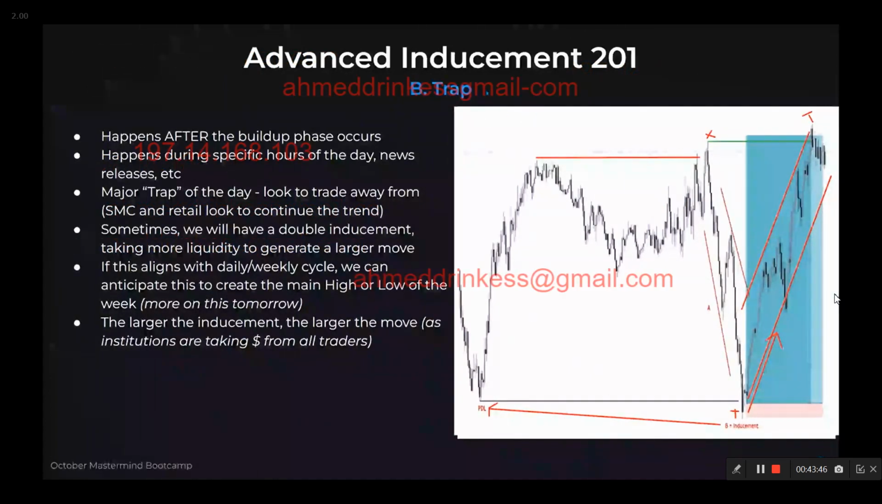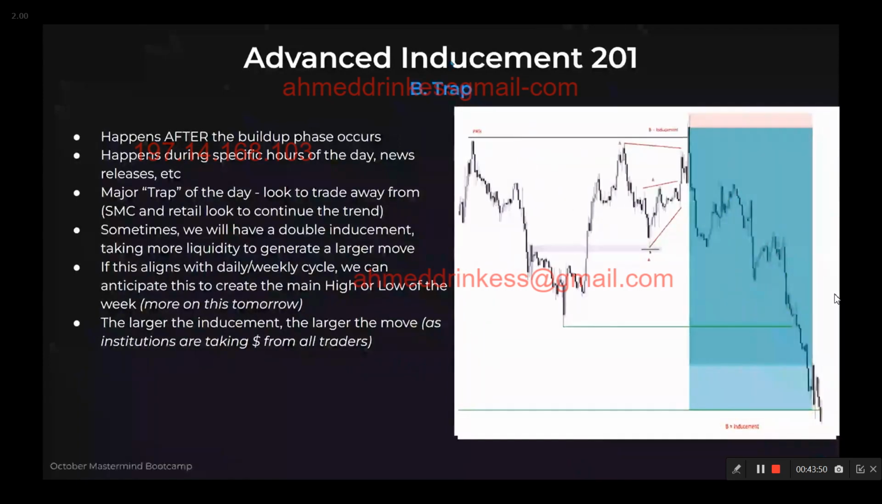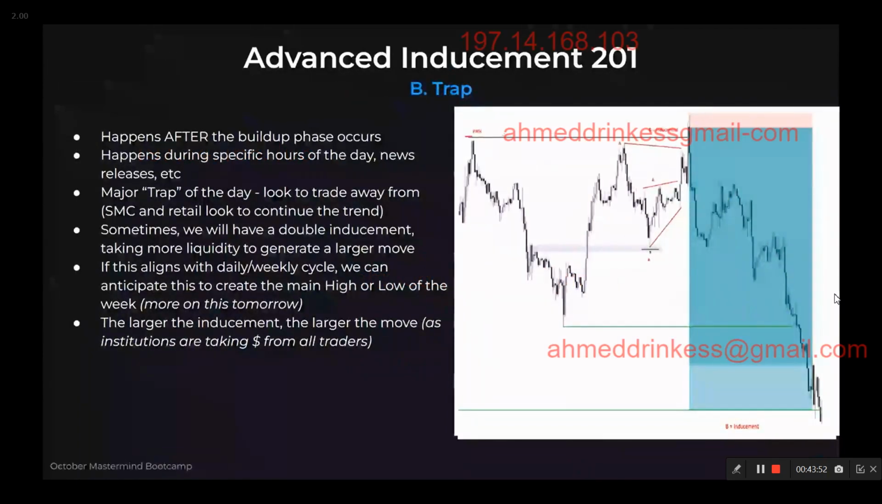Right, and then I think we have one more example, if I'm not wrong, in this one. Over here as well, same thing. We have the inducement and the trap, induce, and then trap, and then reverse, right?